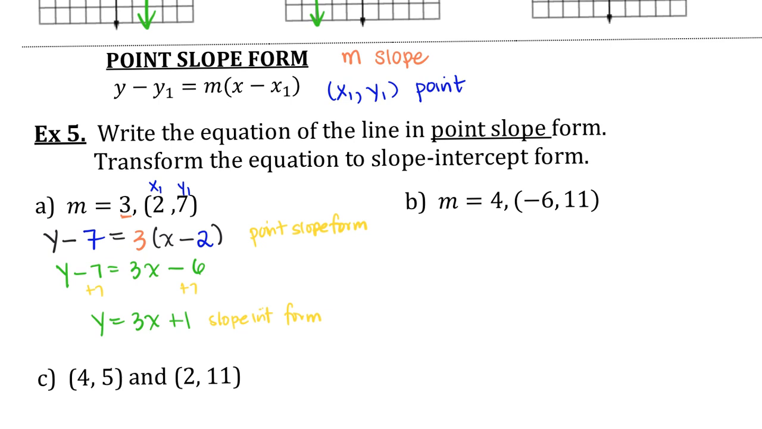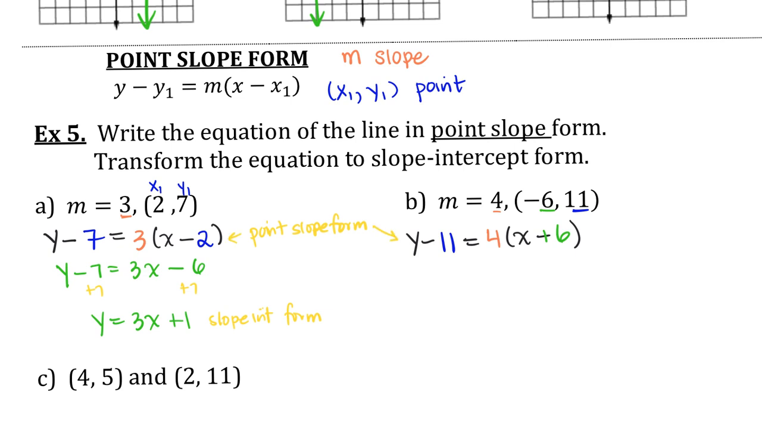Let's try B. Point-slope form. Y minus what? The y coordinate. What's the y coordinate? 11. Equals m. What's m? 4. X minus the x coordinate. What's the x coordinate? Negative 6. But if I do minus negative 6, I get positive 6. This is called point-slope form.